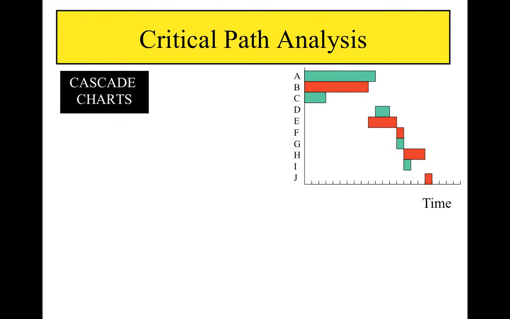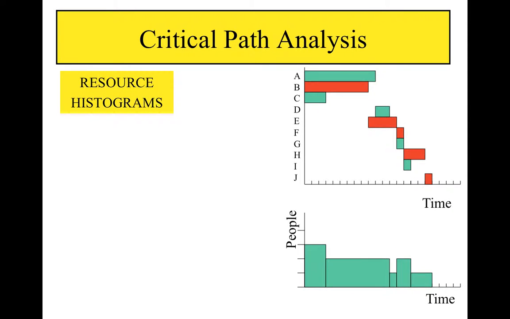In real-life building projects, cascade charts are often used to show more clearly which activities should be taking place at which times. It may be useful to highlight the critical path on a cascade chart. From a cascade chart, it is easy to see how many people are being used at a particular time on the project. We can therefore produce a resource histogram which shows exactly this, how many people are being used at any one time.